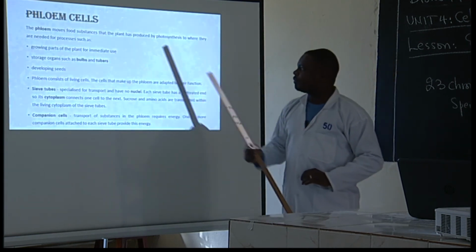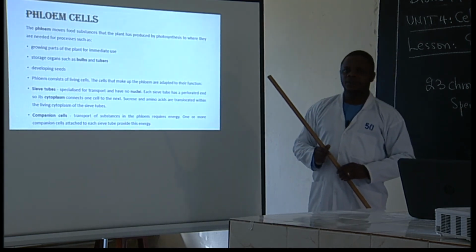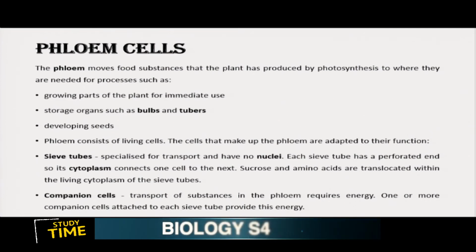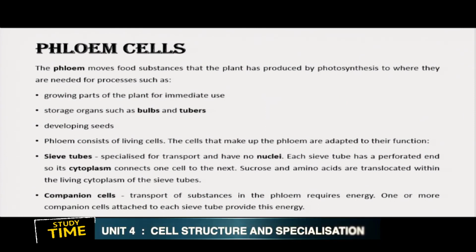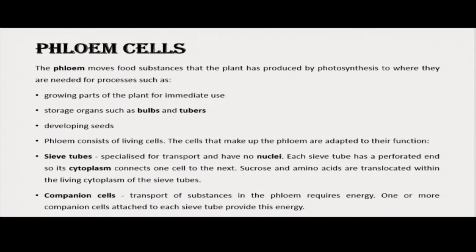Students, we also have phloem cells. Phloem cells make phloem tissues. And these tissues transport food, nutrients, like glucose and amino acids, from one part of the body to another part of the body. Here we say they transport it in two ways.